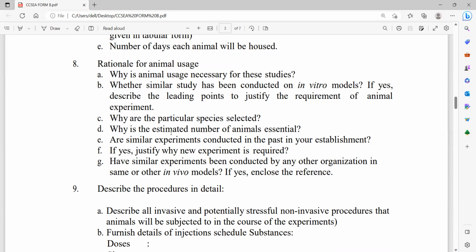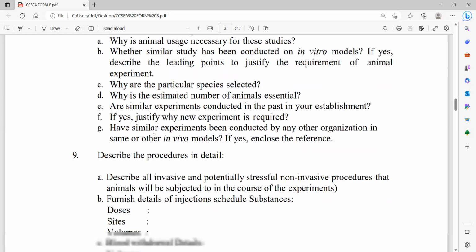Then why do you need the specific number of animals? Here one has to give the justification. Why 10 animals? Why 6 animals in each group? Mostly people are using the animals depending on the type of the study and as per the statistical requirement. So you have to mention here. In some cases the mortality is more, so in that case the number of animals required per group is more.